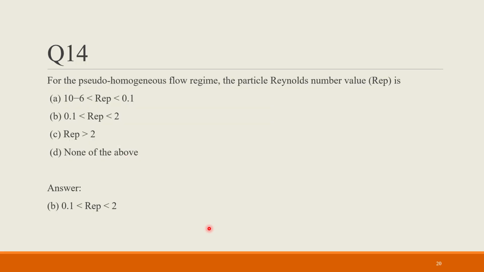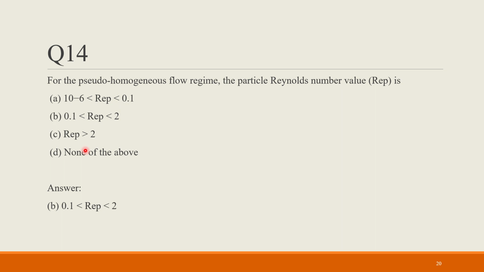So we'll go to question 14. For a pseudo-homogeneous flow regime, the particle Reynolds number value REP is: less than 10 power minus 6, greater than 10 power minus 6 and less than 0.1, greater than 0.1 but less than 2, or greater than 2, none of the above. For pseudo-homogeneous flow regime, it is between laminar and turbulent.